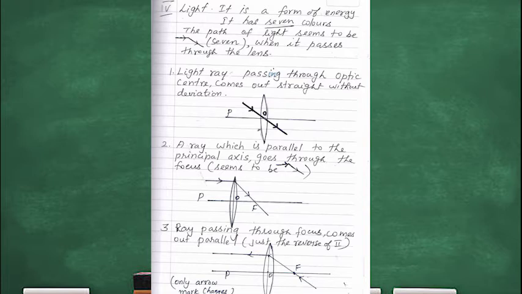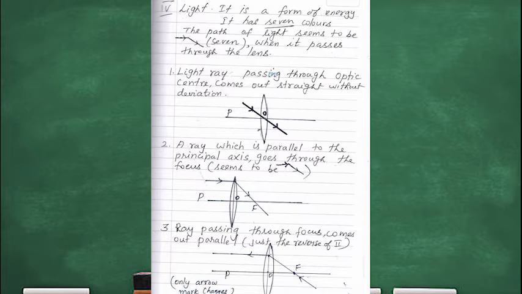Then next we will see the conditions necessary for drawing a ray diagram. We know that light is a form of energy. It has 7 colors, so 7 number, you know that. Like in the same way the path of the light also 7. It seems to be 7. Don't take that exact 7. It seems to be 7 when it passes through the lens.